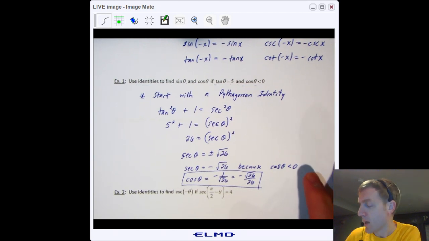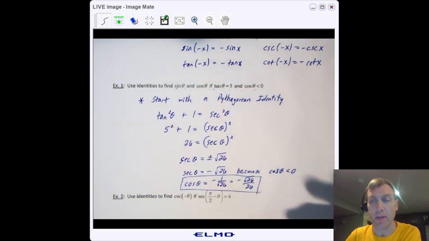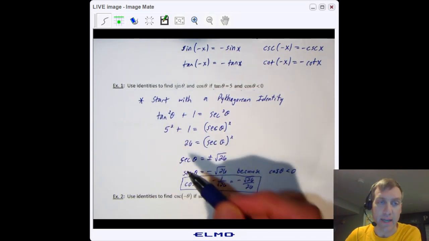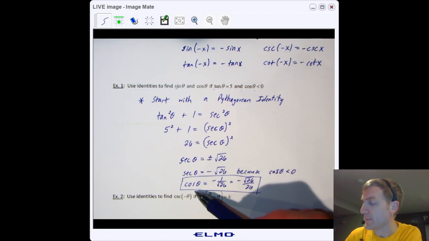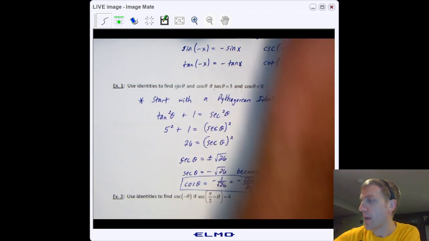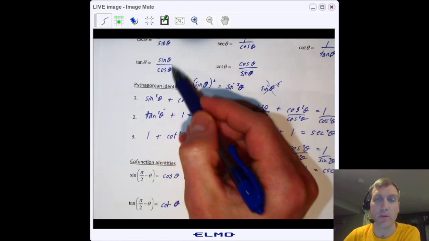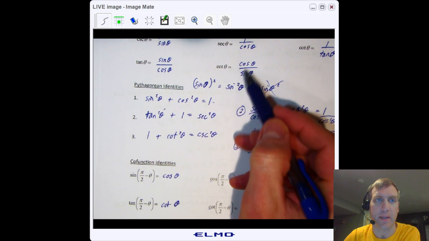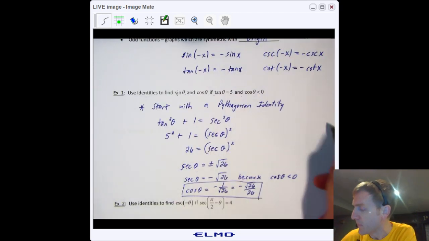Now I'm not done though. It wants to find sine. Now you might say, could I use another Pythagorean identity, sine squared plus cosine squared is 1? Yes, you could. That wouldn't be wrong. But there's an easier one you can use. Now that I know cosine and I know tangent, I know tangent is sine over cosine. We're going to use this one a lot: tangent and cotangent put in terms of sine and cosine. So let me go to the side here now.